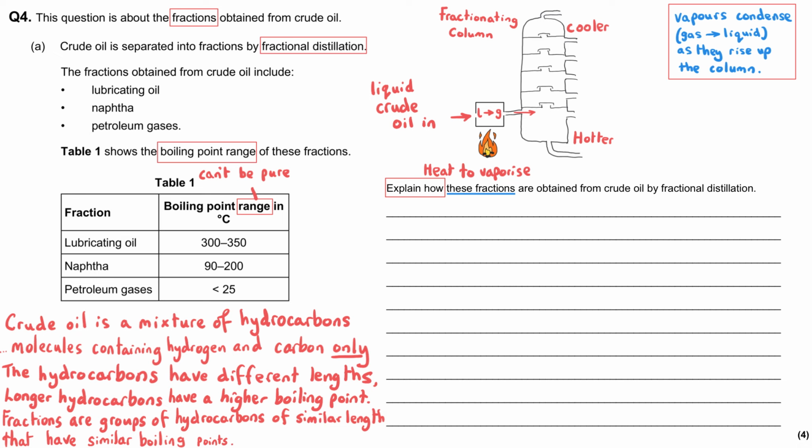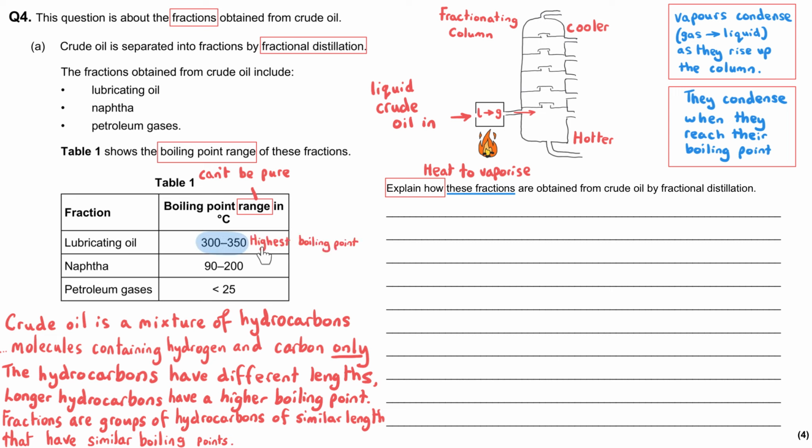Now, since the vapors are going to condense as they rise up, we need to think about where they will condense. And they'll condense at the level of their boiling point. And the lubricating oil has got the highest boiling point. That means it needs to be hotter to keep lubricating oil as a vapor than it does for the other 2. And so the lubricating oil will condense first. That means it will condense lower down than the other 2, because if it's, say, 450 degrees C at the bottom, as it rises to here, it will condense and then it will come out at this stage at about 300 to 350 degrees C.